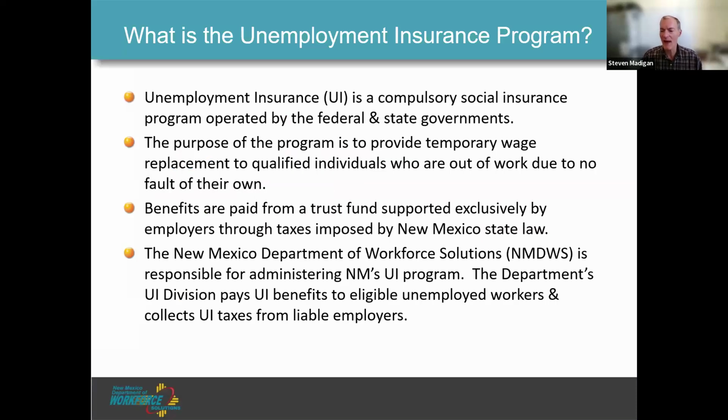But before we get started with that, I just want to give you a little bit of background about the unemployment insurance program. The unemployment insurance program was passed as part of the Social Security legislation back in 1935, and it was meant to give temporary wage replacement to people who are out of work due to no fault of their own. So it had its origins in the Great Depression, and obviously it's something that has survived and evolved since then. It is operated by both the federal and the state government.